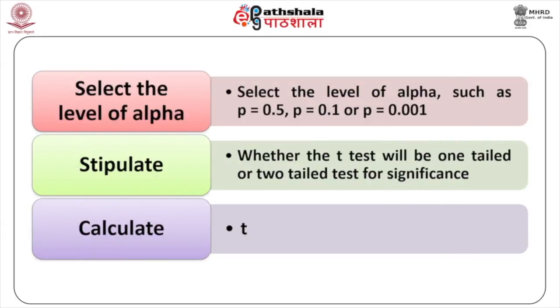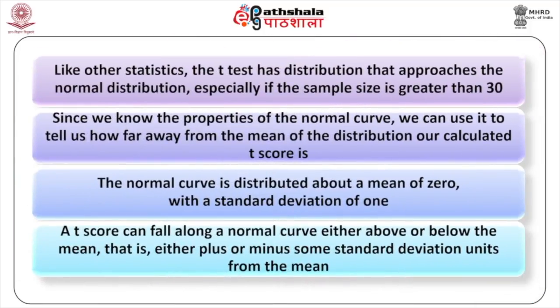Third, state the level of alpha. Select the level of alpha such as p equals 0.05, p equals 0.1 or p equals 0.001. Fifth, stipulate whether the t-test will be a one-tailed or two-tailed test for significance. And sixth, calculate t.